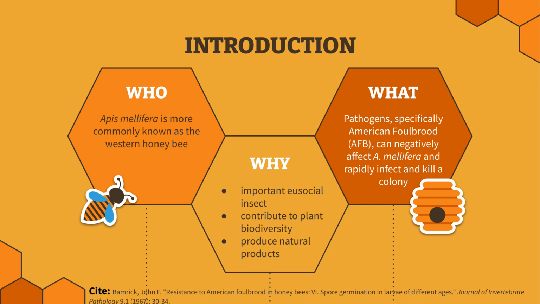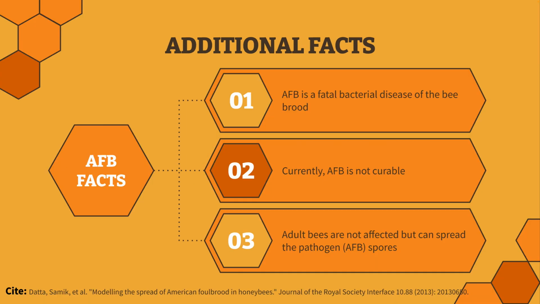American foulbrood is a rapidly spreading deadly bacterial disease that infects the brood of a colony. AFB is caused by the pathogenic bacterium Paenibacillus larvae that affects only the larval stages of honeybees by infecting them 12 to 36 hours after hatching and spreading via spores after death. AFB can cause the hive to weaken due to progressive depopulation.